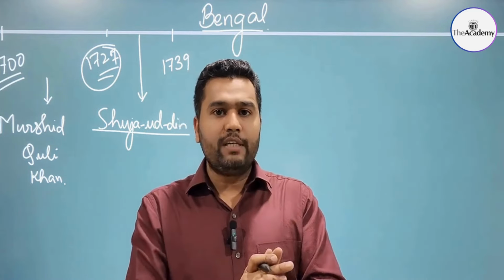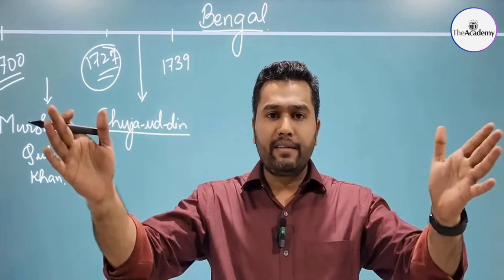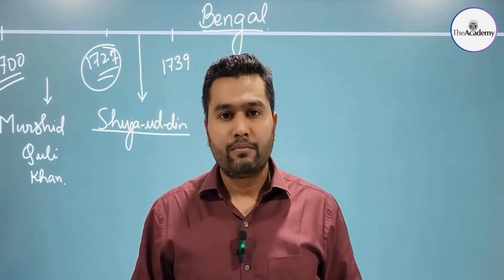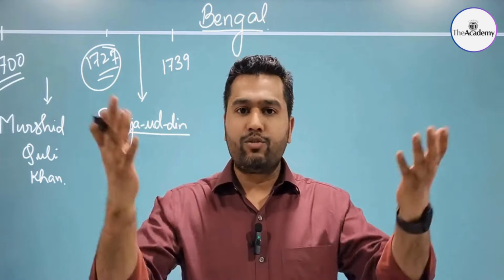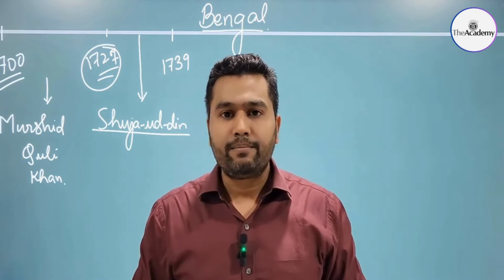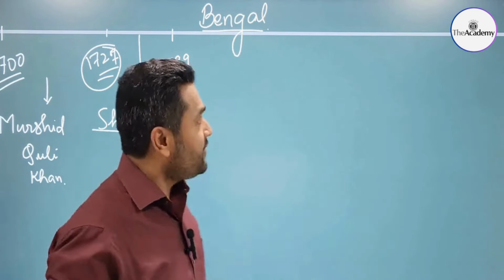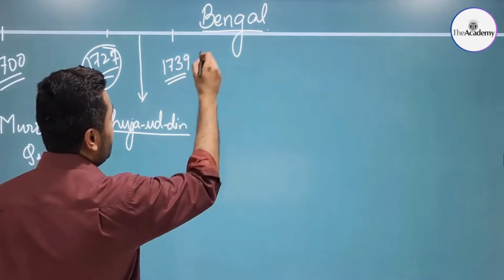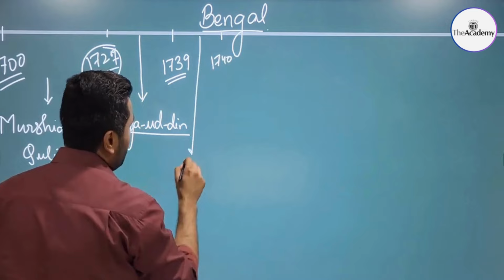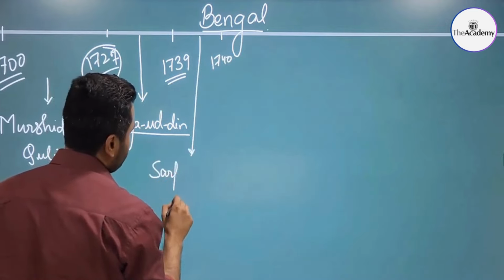It was Shuja-ud-Din who divided the entire territory of Bengal into four administrative units. He continued to acknowledge the suzerainty of the Mughal emperor. Tributes were regularly sent. And after he died in 1739, his son Sarfaraz Khan became the Nawab of Bengal.